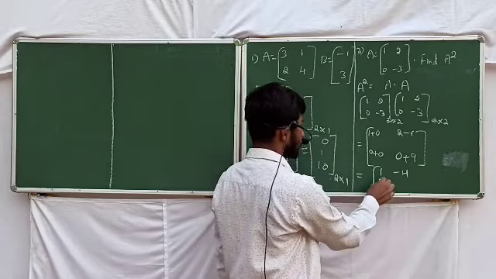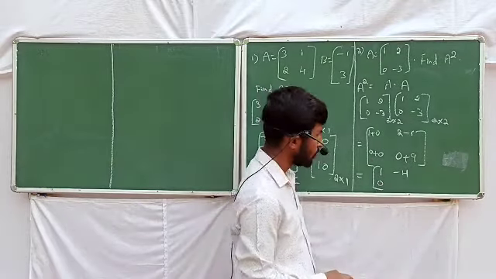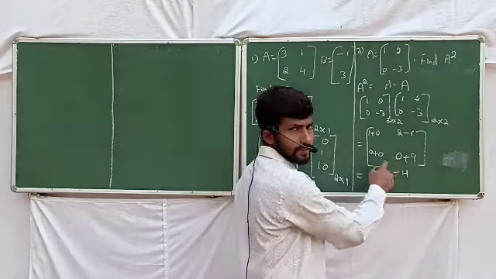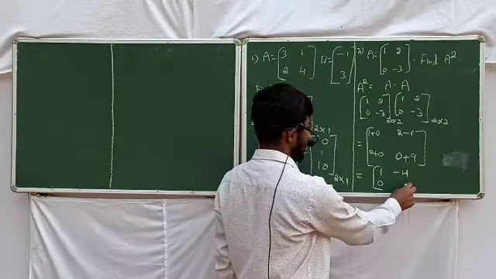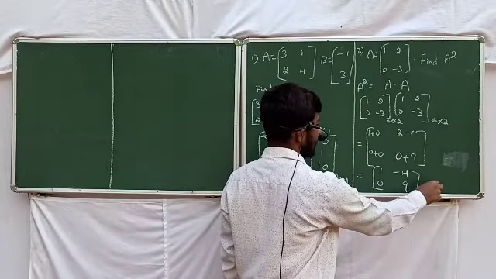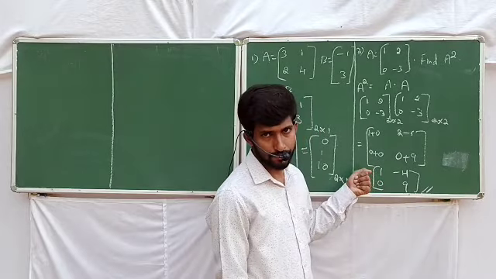Next, 0 plus 0 is equal to 0. Last entry, 0 plus 9, is equal to 9. This is the answer for the second question.